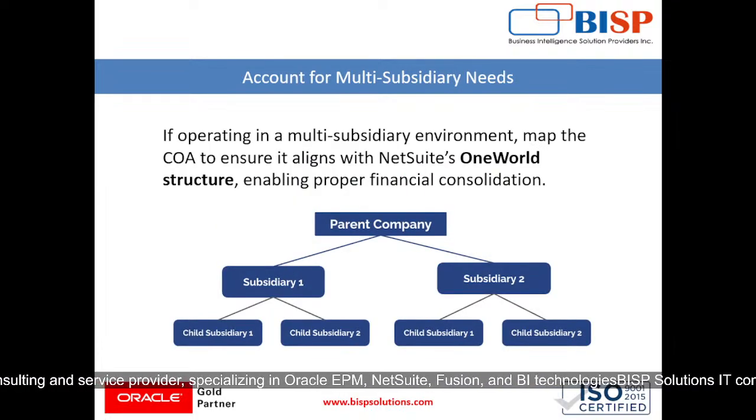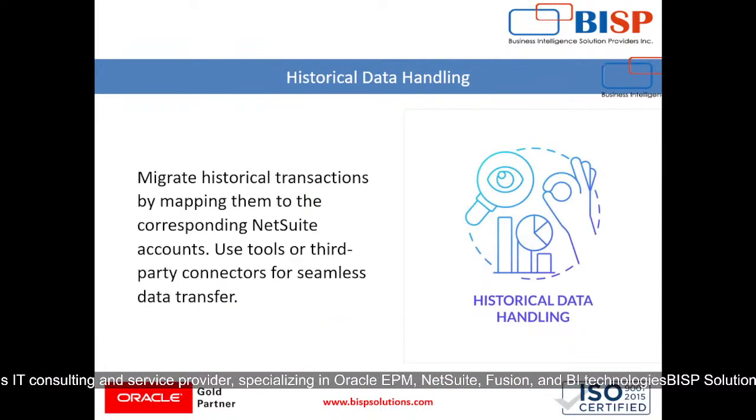Then comes our account for multi-subsidiary needs. So if we are operating in a multi-subsidiary environment, mapping the CoA to ensure it aligns with NetSuite One World structure, which enables proper financial consolidation. Then comes a historical data handling, where we will be migrating historical transactions by mapping them to the corresponding NetSuite accounts using tools or third-party connectors for seamless data transfer.